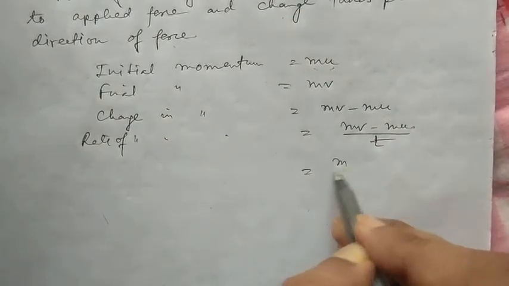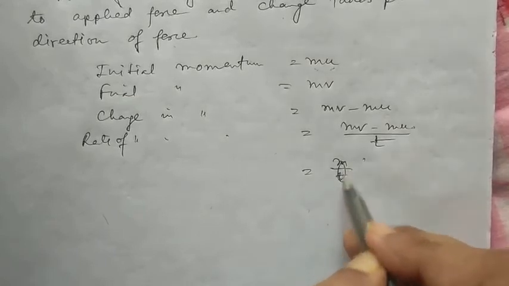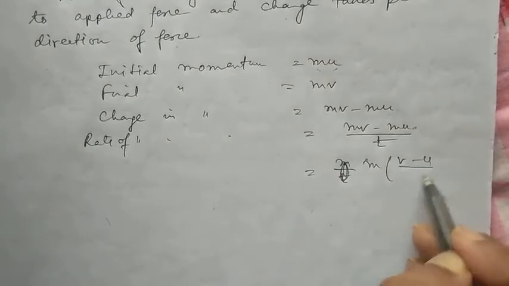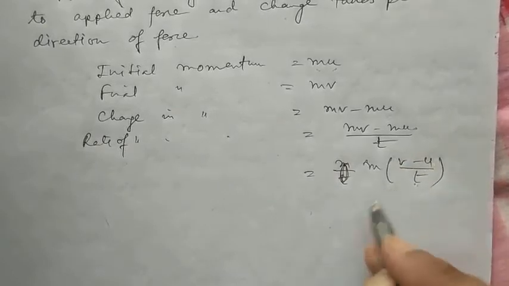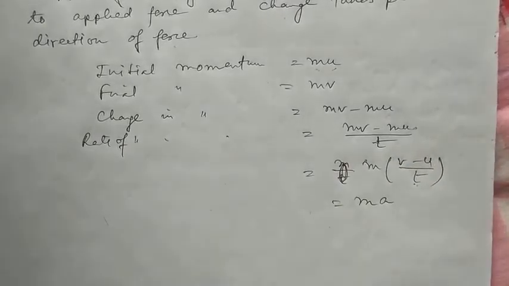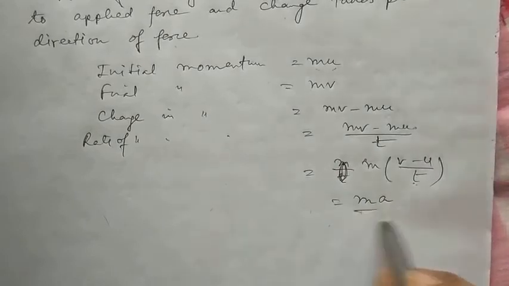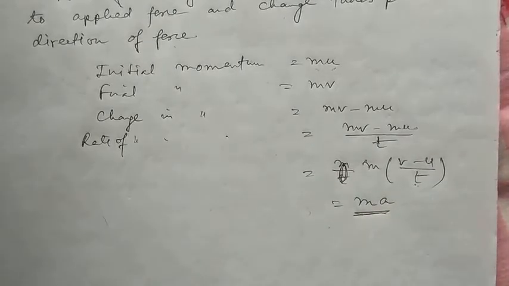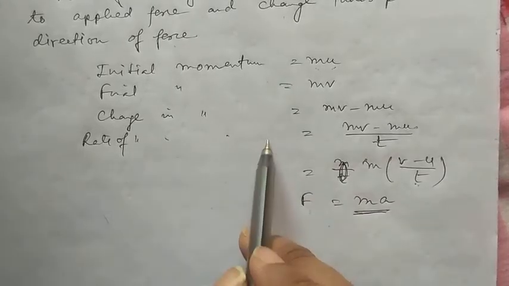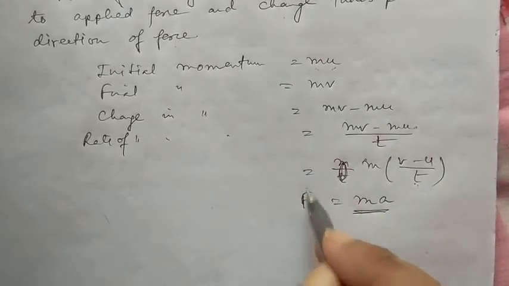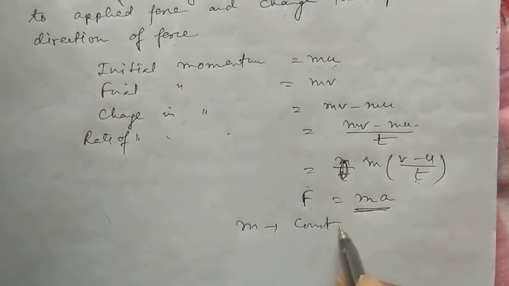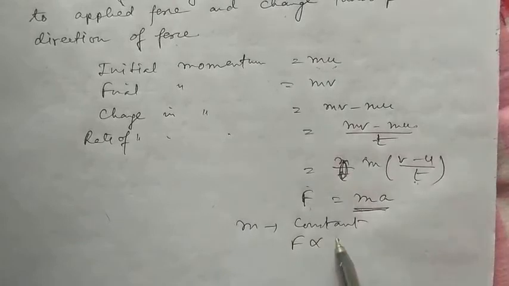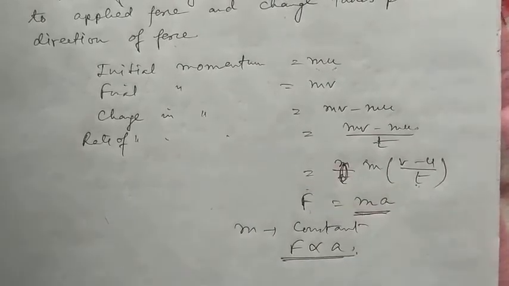Now according to the definition of acceleration, that is the rate of change in velocity, which is known as acceleration. So this rate of change of momentum is force. Now if mass is constant, we can say that F is proportional to acceleration.